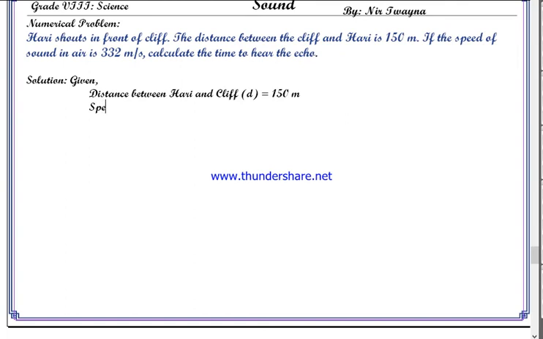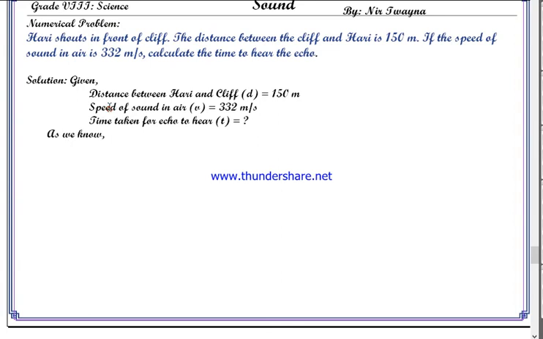Okay, then speed of sound is given in air, that means V is given 332 meter per second. Now you need to find out time taken for echo to hear. Okay, that means T equals to what? Okay, now as we know, which formula we might have to use?